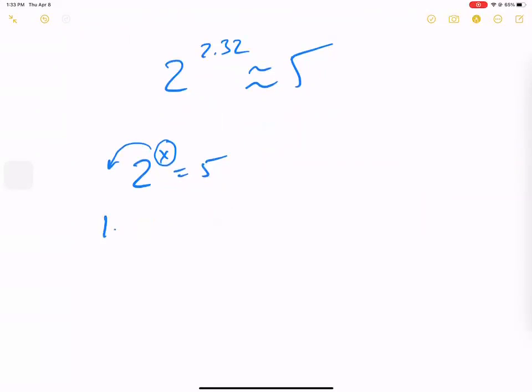I'm going to use a log. Take a look. I'm going to use a log to both sides. I'm going to take the baseball bat. I'm going to take the log and I'm going to hit it on the left, hit it on the right.